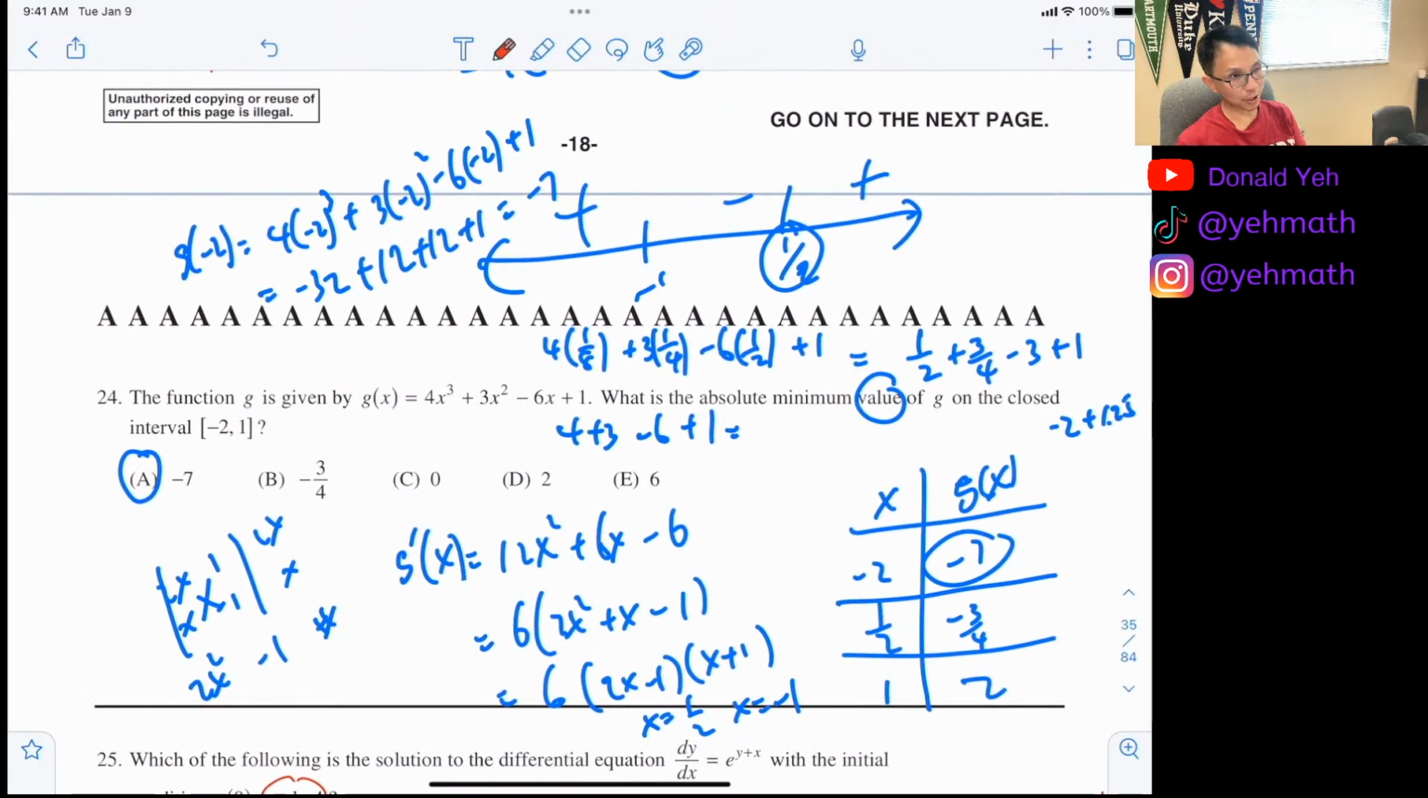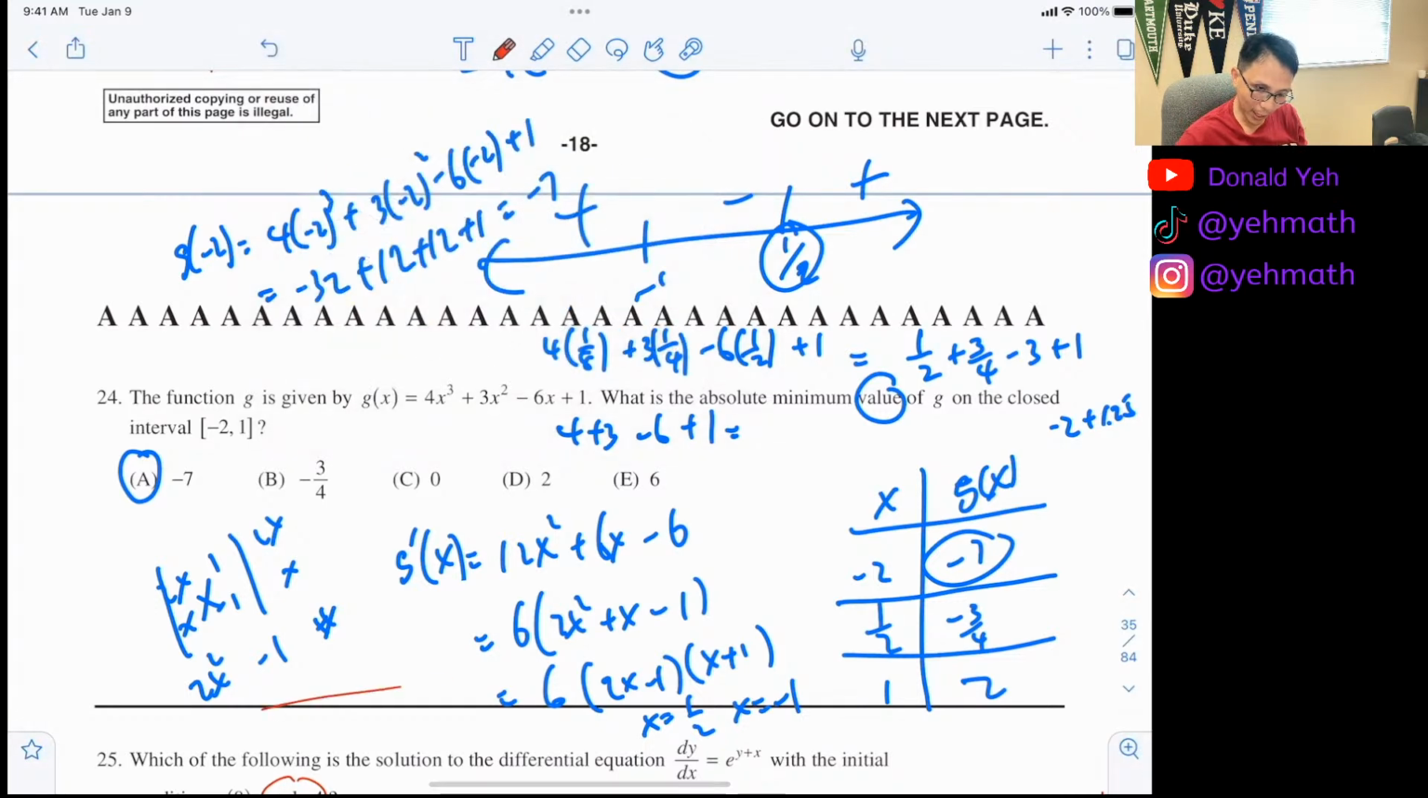24 is such a bad question. It was an awful question. They want the absolute minimum value, so you must check the endpoints. Oh, not again. And the worst thing is, they did have two critical values, but only one of them is the absolute minimum. So then I need to find out which one it is.